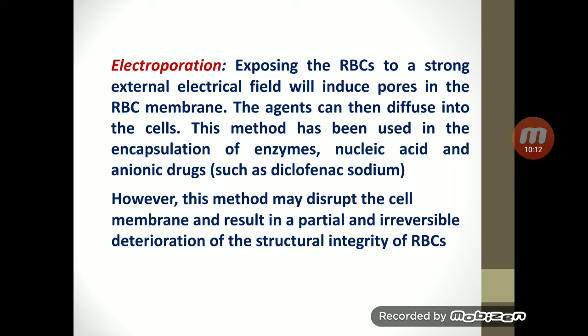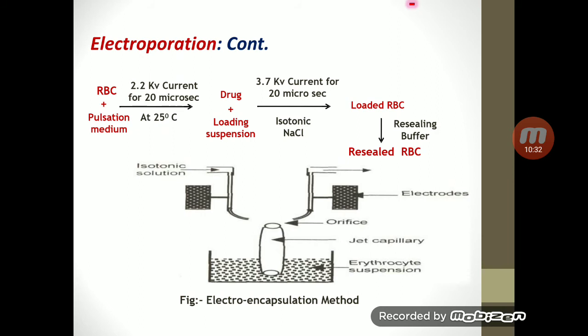But the main disadvantage of this method is that it can cause disruption of the cell membrane, resulting in partial or irreversible loss of the RBCs. We cannot reseal them. They may be ruptured permanently. This is the main disadvantage of electroporation. This is the figure of electroporation, showing how we can do it.